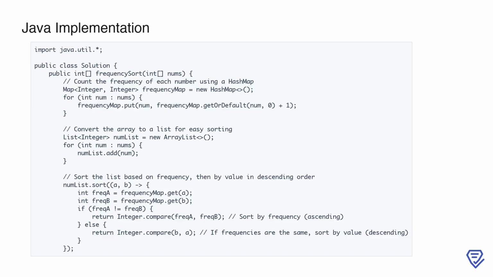Next, we convert the input array into a list to facilitate sorting, as lists provide more flexibility with sorting operations. Each element of the array is added to the list. Finally, we define a custom sort for the list. The comparator sorts based on two criteria, first by frequency in ascending order, and then by the number itself in descending order if the frequencies are the same. The Integer.compare method is used to handle these comparisons cleanly.